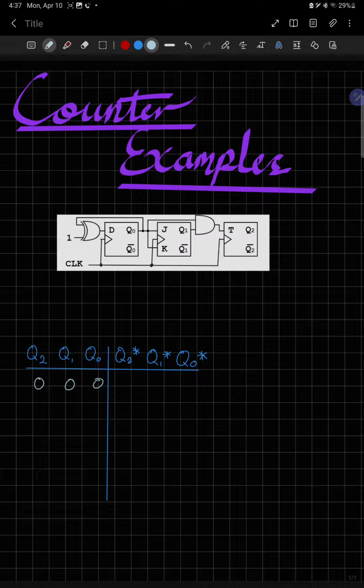The way to answer this kind of question is very simple. You just look at how many flip-flops there are. Since there are 3 flip-flops, it's going to be 3 bits. So, it's going to be counting numbers that range from 0 to 7.